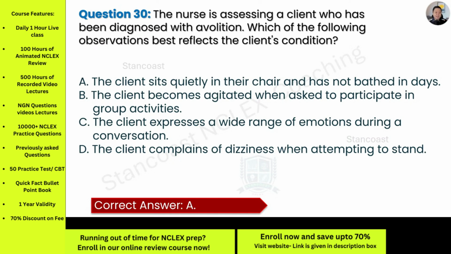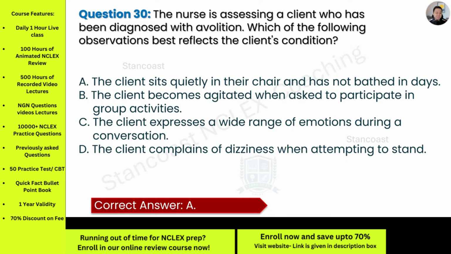Now, why are letters B, C, and D incorrect options? We know that with letter B, agitation can be a symptom of schizophrenia, but it's not characteristic of avolition. Again, avolition primarily manifests as the lack of motivation and passive withdrawal rather than agitation.